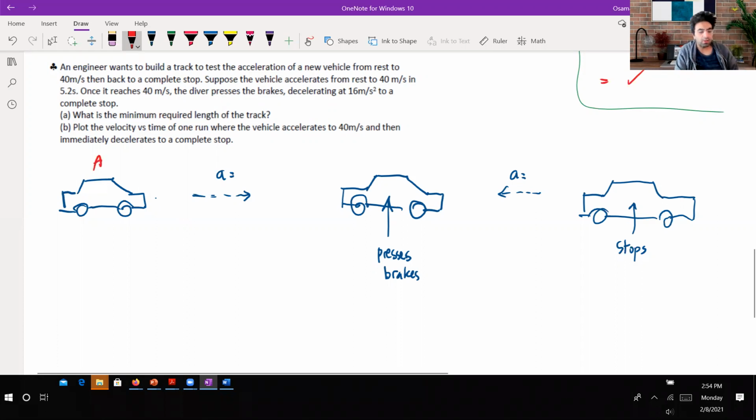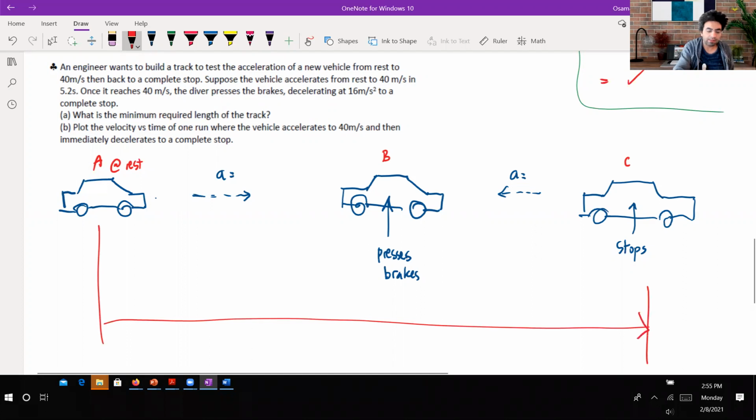Point A is where it starts from rest. Suppose that the vehicle accelerates from rest, so this here is at rest. Then point B is where the driver presses the brakes, and point C is where the car stops. Part A asks what is the minimum length required for the track. So I'm asking about the length of the whole thing. That's the length of the track.